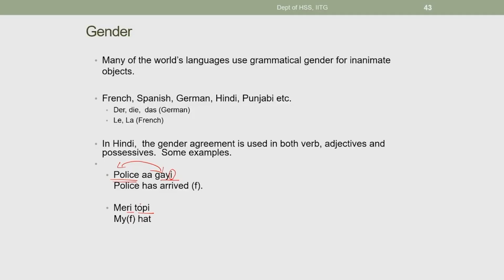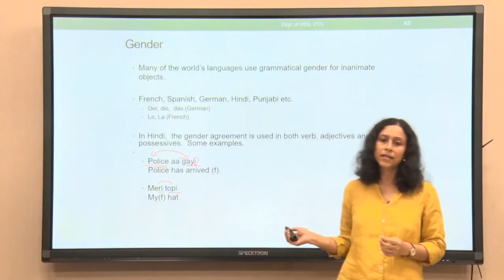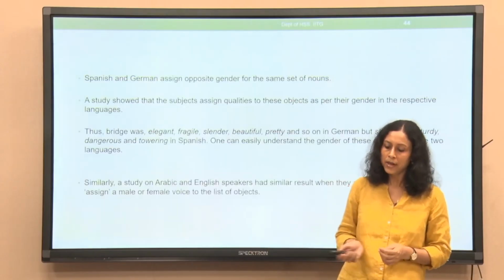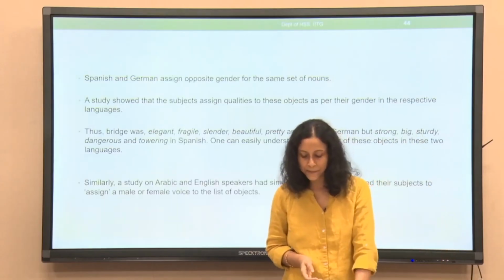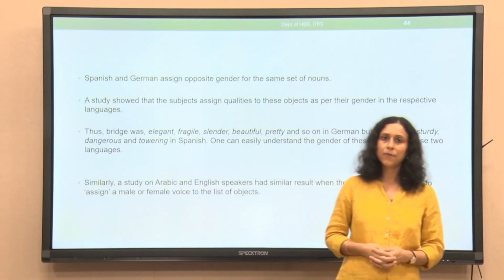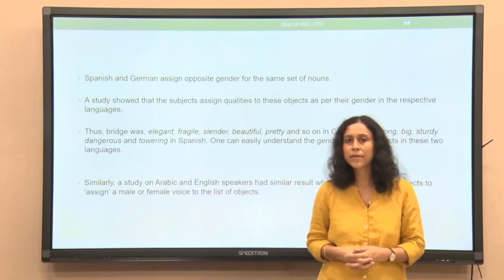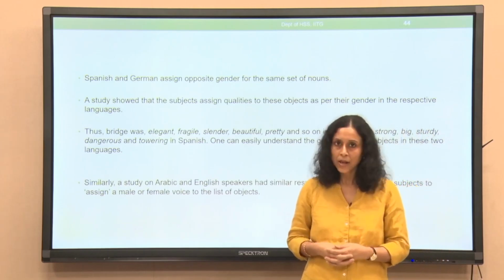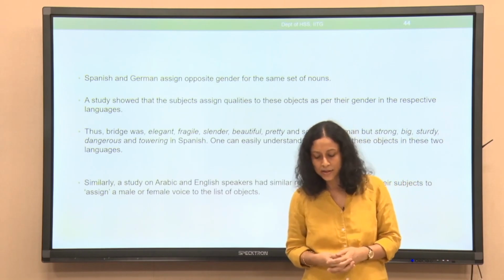So, this is what we mean by the grammatical gender in some languages. Now, neither topi nor police as an abstract entity has a gender in the strictest sense, but this is how we grammatically assign gender. Now, fine, yes, languages have gender for inanimate objects, but does it really matter? Why are we even discussing this?